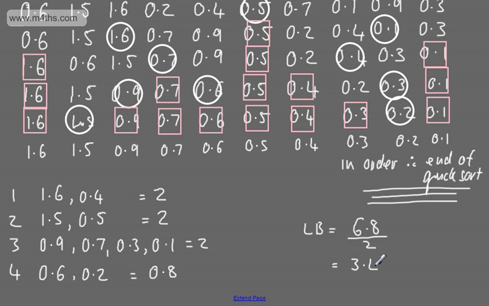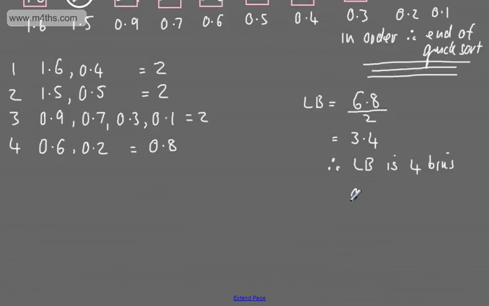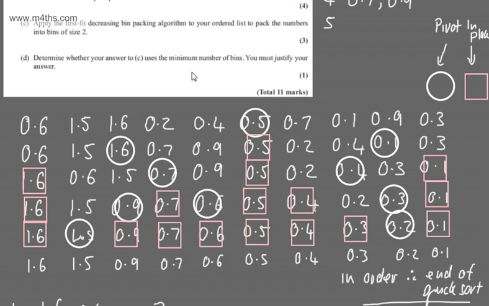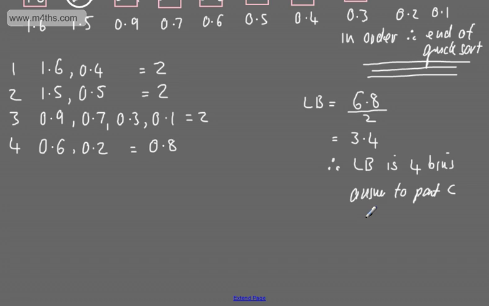So we round up to the next integer, because quite clearly we can't have 3.4 bins. We couldn't have 3.4 lengths of wood if we were buying them as wholes. So we'd say, therefore, the lower bound is 4 bins, and we can say the answer to part C is essentially the lower bound, and what we were asked to do. So yes, part C uses a minimum number. Make sure you're answering this: uses the minimum number.